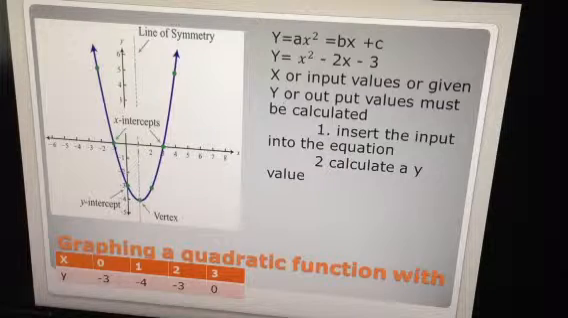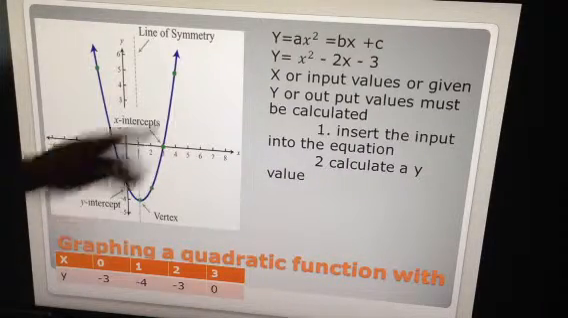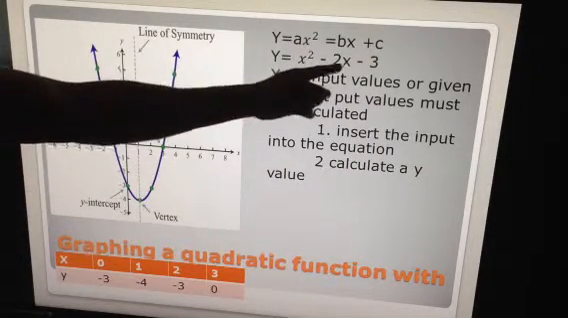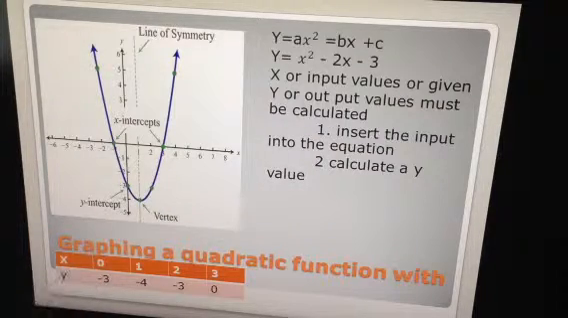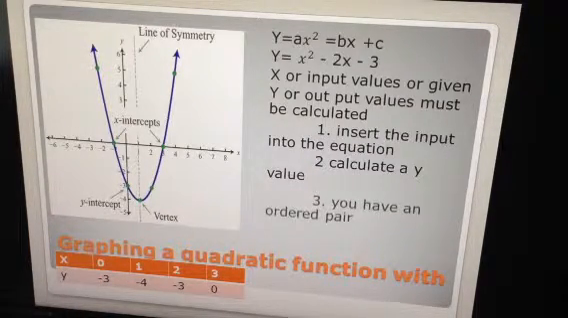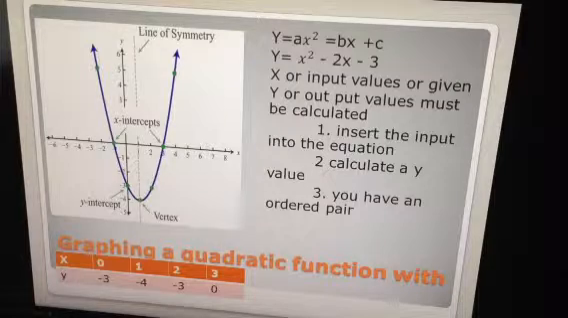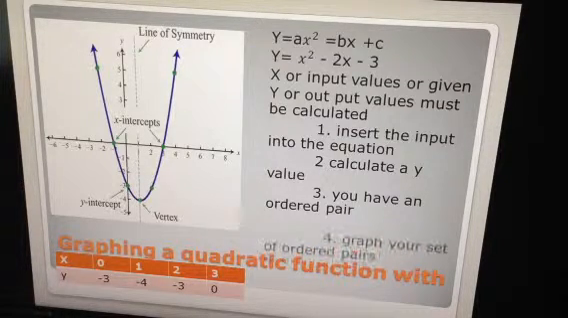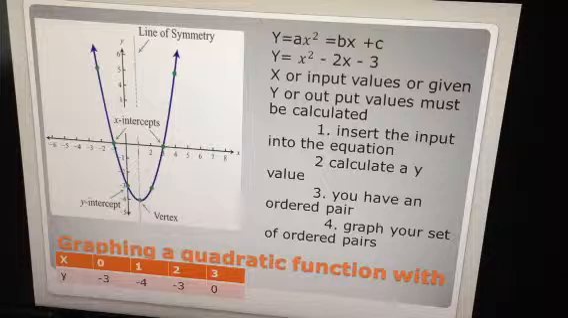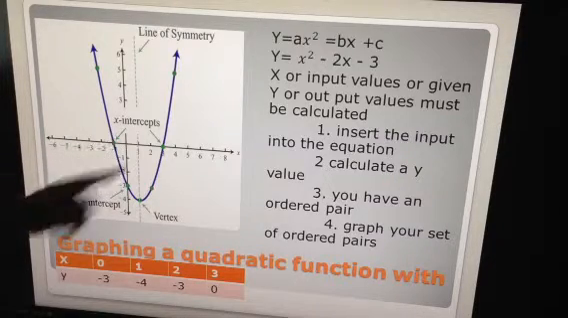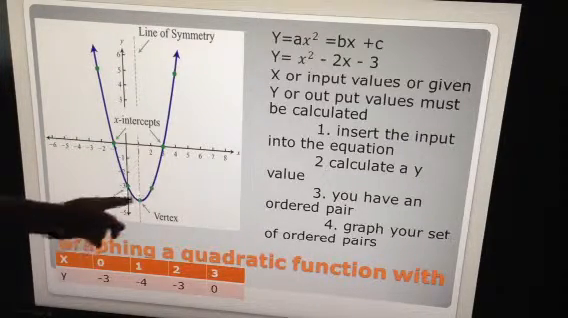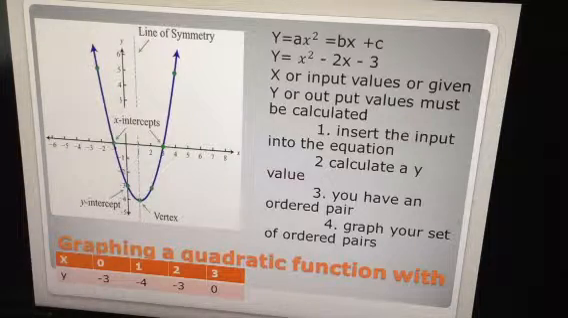Then we need to calculate our y value by either using a calculator or by hand, computing the expression. 0 squared minus 2 times 0 minus 3 gives you a y value of negative 3. You have an ordered pair. Finally, you graph your set of ordered pairs, and you find out all the key elements to the graph. The x-intercepts, or your solutions, the vertex, and your line of symmetry.